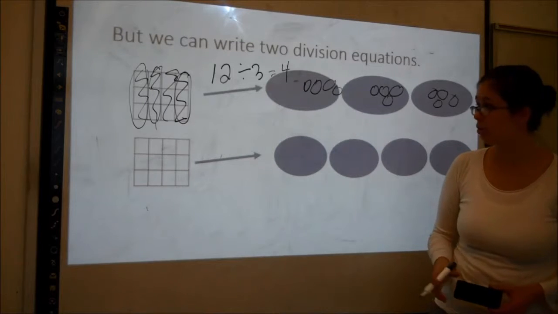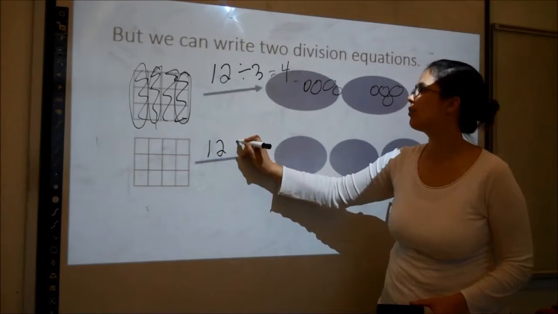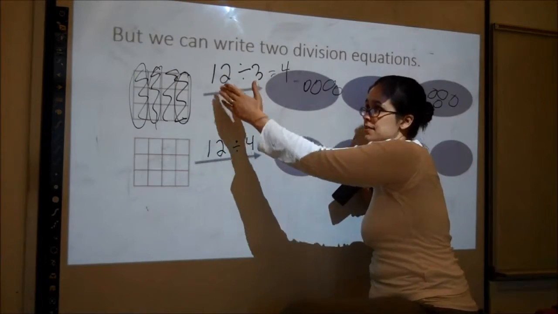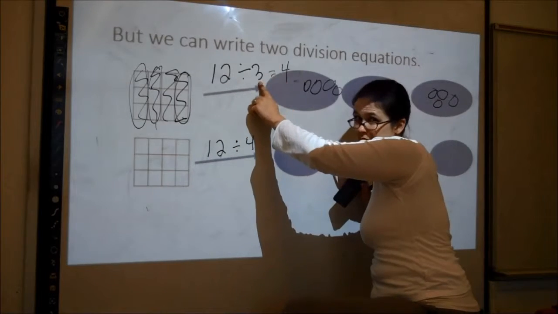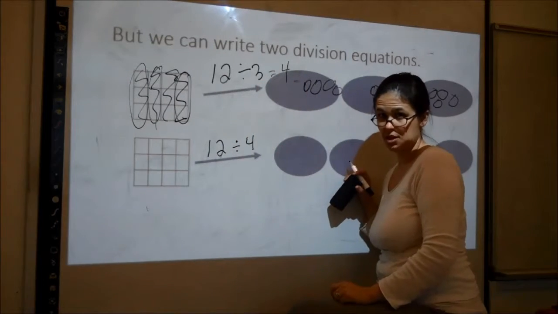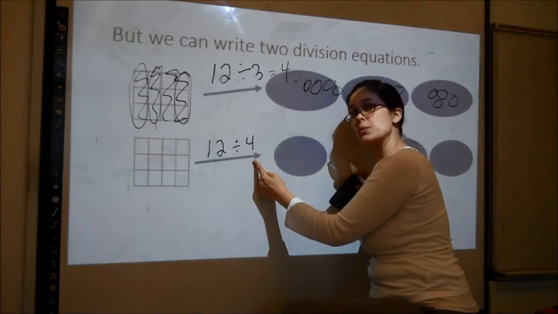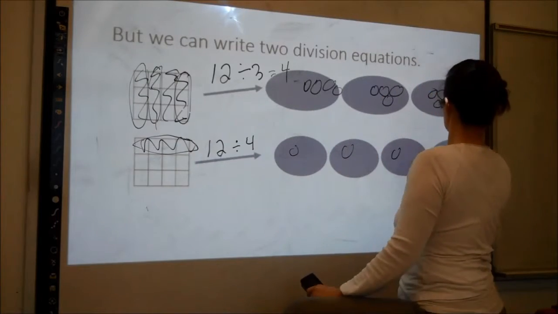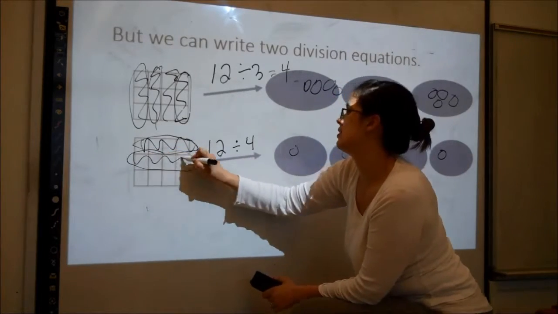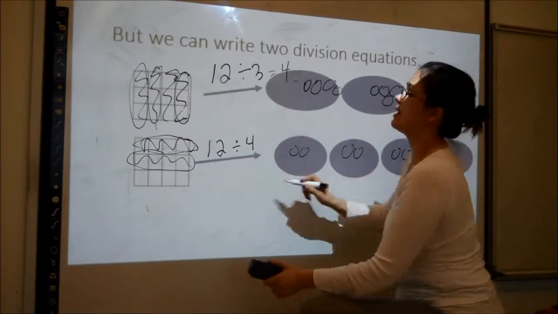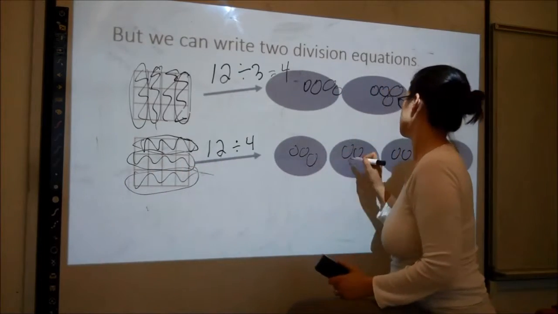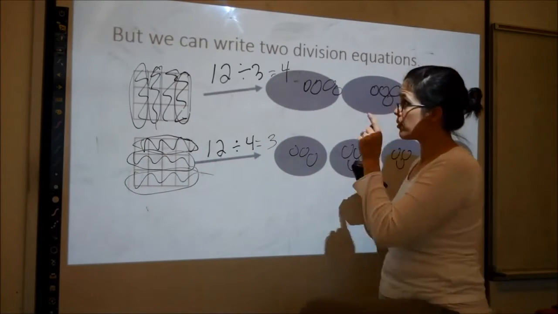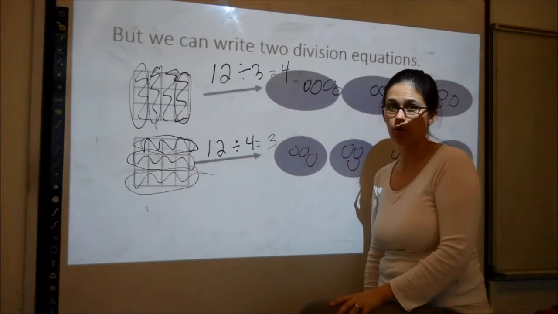I can also do 12 divided by 4. Now notice, 12 is still my dividend. But instead of dividing them into 3 groups with 4 in each, I'm going to divide them into 4 groups with, let's see, take 4, give 1 to each. Take 4, give 1 to each. They each get 3.